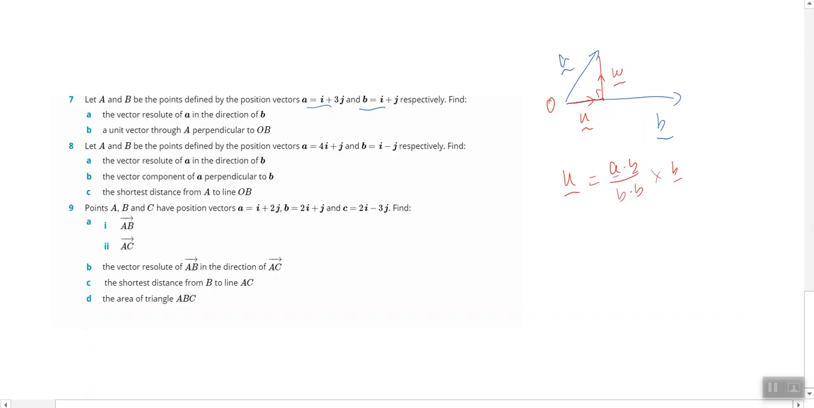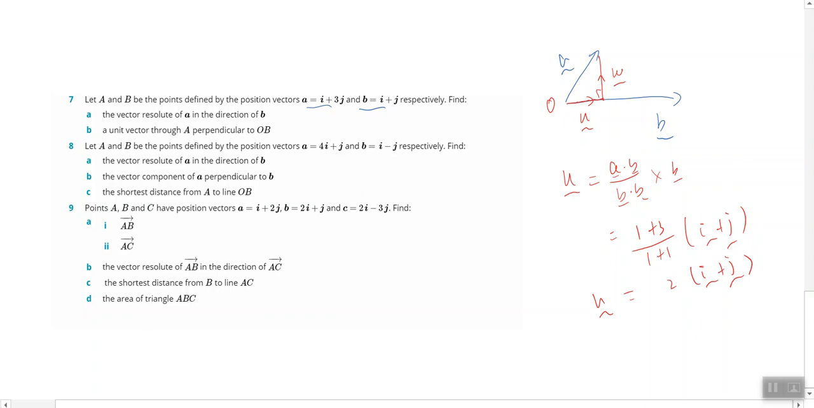Okay, and I'll just write the tildes. So A dot B is 1 times 1, which is 1, plus 3 times 1, which is just 3, over B dot B. So B dot B, 1 times 1 is 1, 1 times 1 is 1. And then you're multiplying that by I plus J. So that's 4 divided by 2, which is 2, I plus J. Okay, so that's your vector resolute. That's the parallel component.